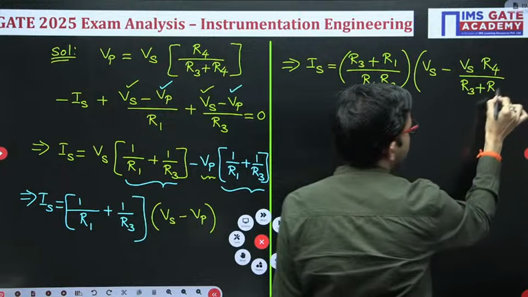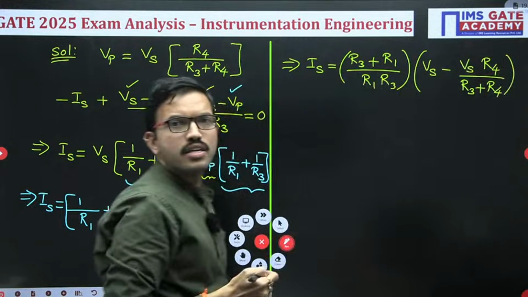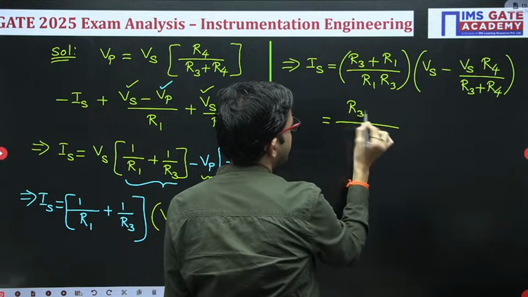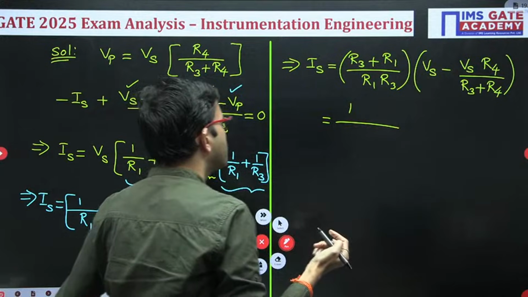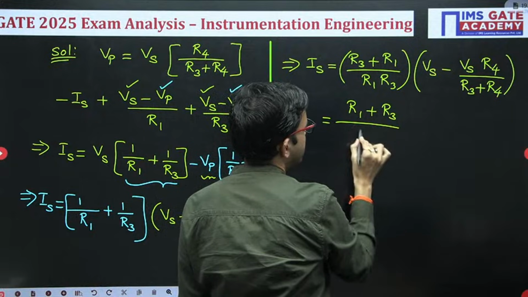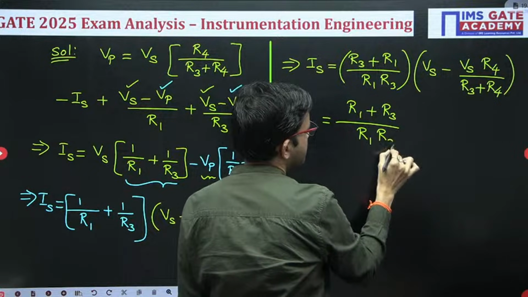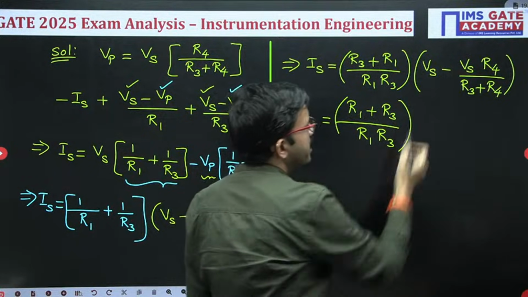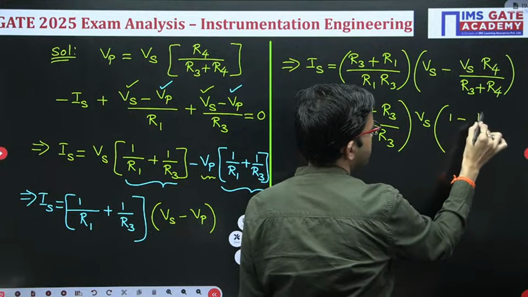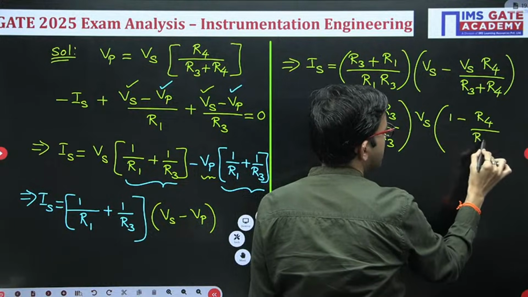Yeah, R3 plus R4. Okay. Now the first term you can copy as it is, R3 plus R1 or R1 plus R3, in any order you can write. R1 plus R3 divided by R1 R3, into, here you can take Vs as common, then you are getting 1 minus R4 divided by R3 plus R4.